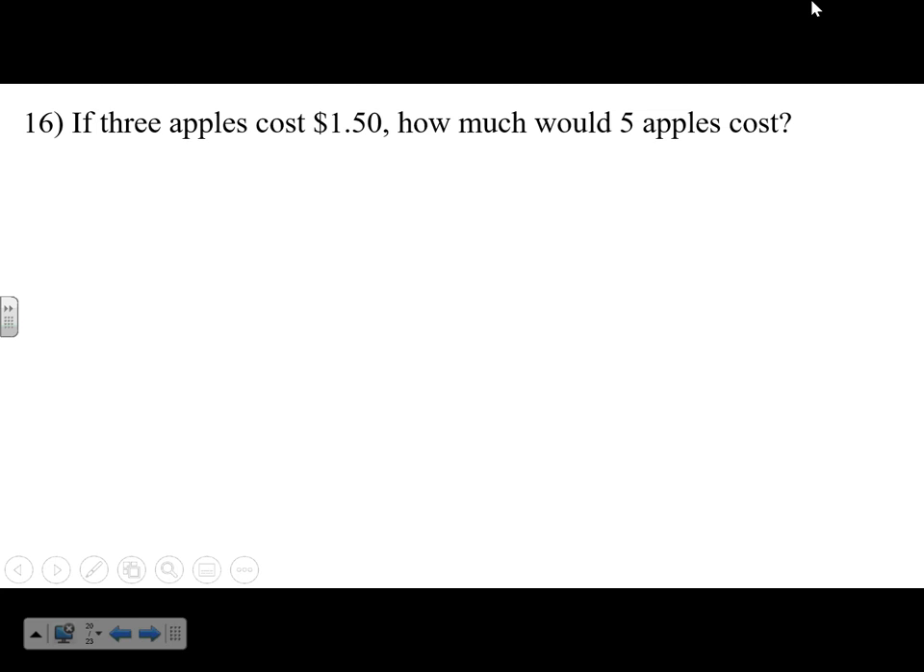If 3 apples cost $1.50, how much would 5 apples cost? This happens all the time in the store where you can either get 3 apples for $1.50 or you can get 5 apples and you want to know which one's cheaper, buying less or more. Again, there's several different ways you can set this up. I'm going to put the price on top and the apples on bottom. So we have $1.50 for 3 apples. For 5 apples, sorry, 5 goes in the denominator. For 5 apples, what is it going to be?